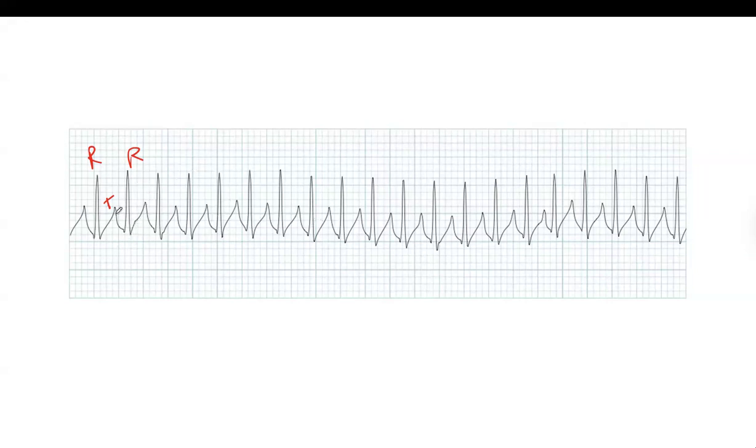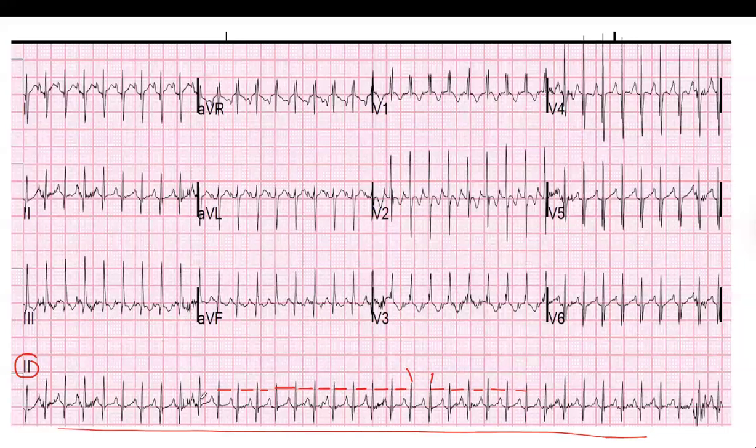So P wave is absent, and QRS is usually narrow in SVT. You will see that it's not even one small square. That's called a narrow QRS. So we have absent P wave, narrow QRS complex, and the ST segment is normal, right? This is the ST. ST is normal, and the T wave is also normal. Okay? Makes sense, everyone?